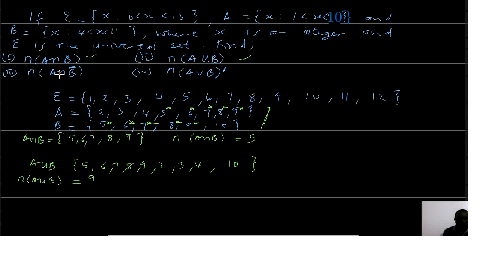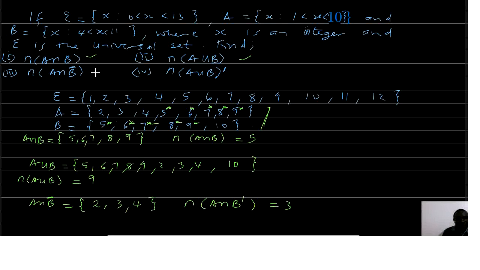A intersection B complement. We need to find the A intersection B, which I'm interested in. So we have 2, 3, 4. Consequently, the number of elements in the A intersection B complement is 3.